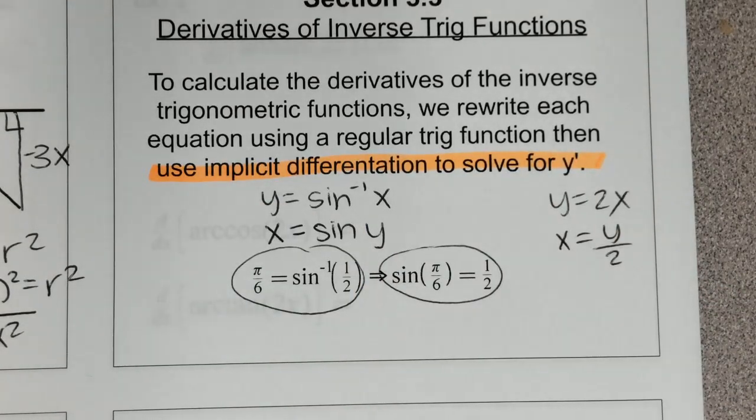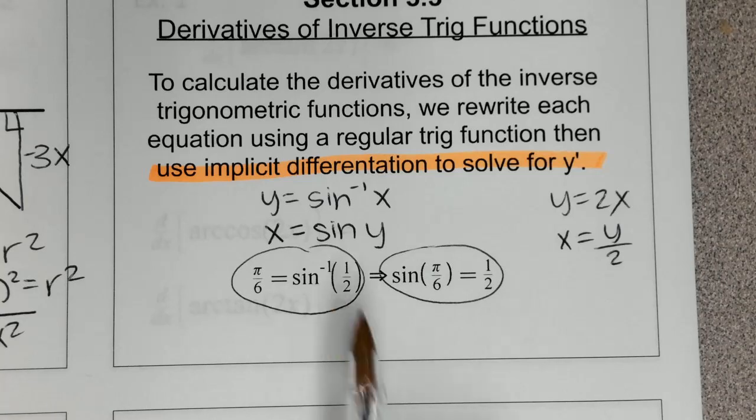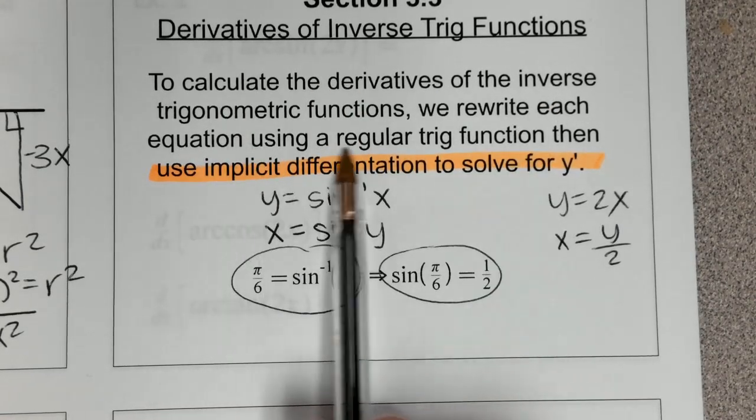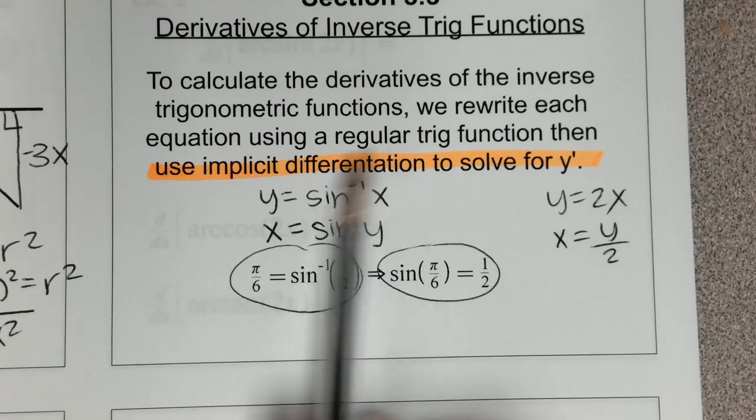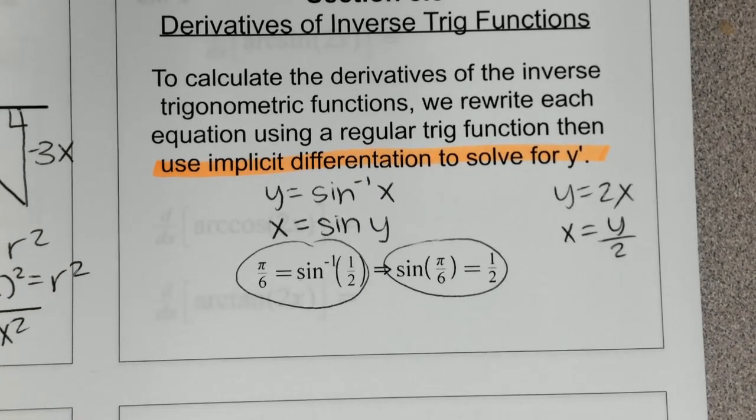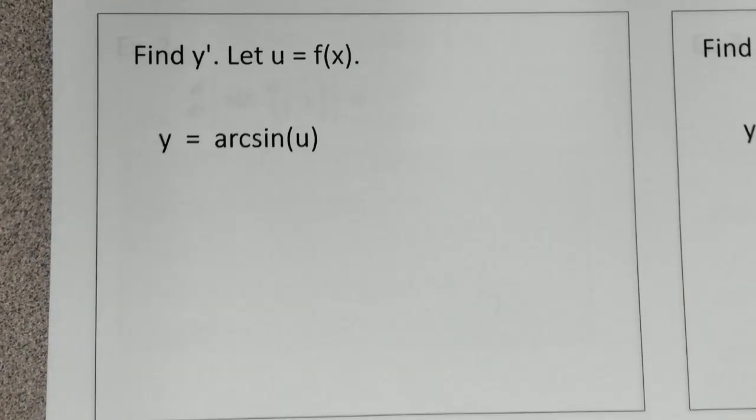Yeah. So we're kind of tricking this by rewriting. To calculate the derivatives, we rewrite each equation using a regular trig function and then use implicit to solve for y prime. Okay, we are going to derive two of them. We're not going to derive all six, we're going to derive two. Here's the first one.